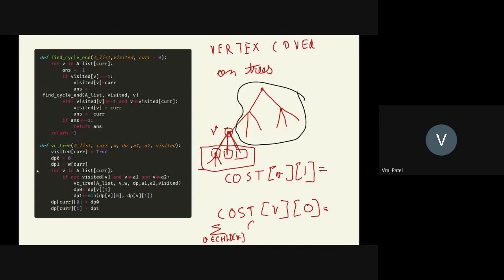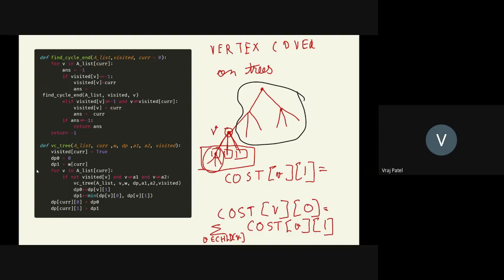Summation over all of the children and cost of u1, right? So basically we are saying that we take the minimum cost of the vertex cover when this u is selected for every child u of v, and that will be the minimum cost vertex cover that you will have when v is not selected, right?